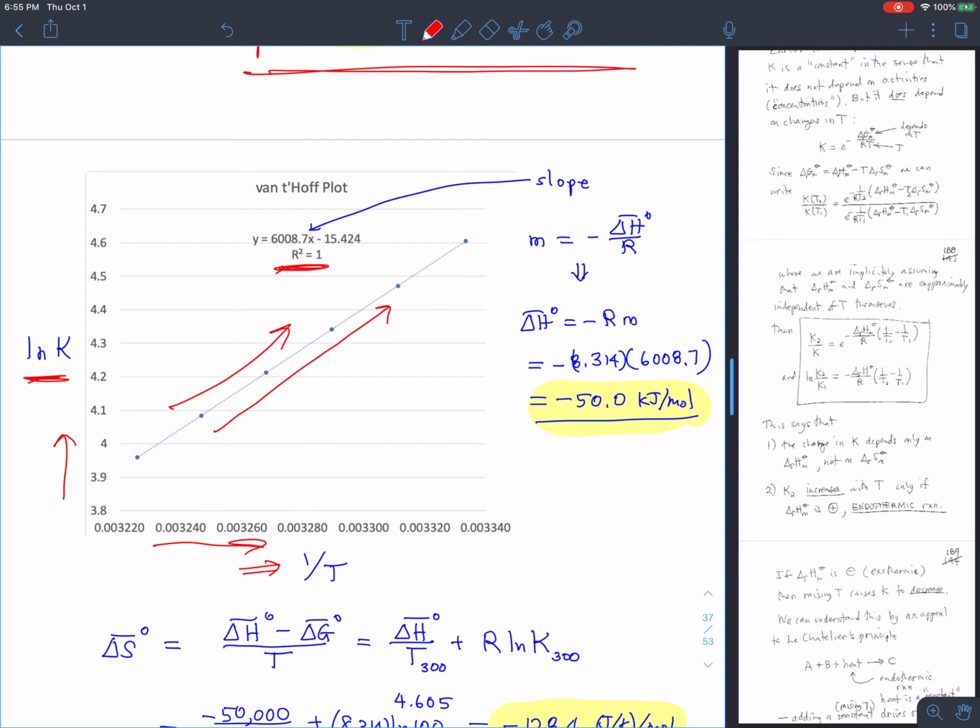All right. However, you can do a least squares fit to this data, and if you do, then you get a slope of 6008.7.